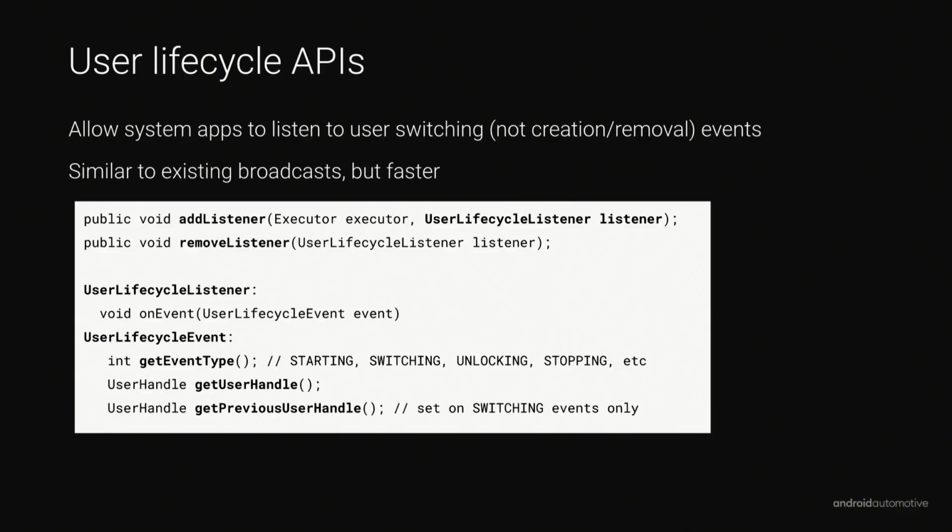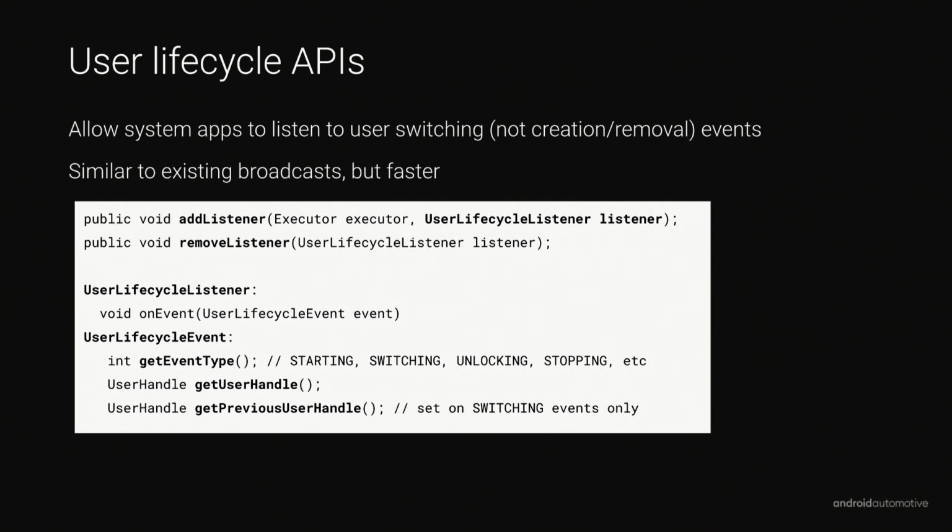So next we have what we call user lifecycle APIs. When a user is started or stopped, there are a lot of lifecycle events that the user goes through. Like the user is first started, then is running locked, then the user is unlocked, running unlocked, etc. The user switched, user stopped. Anyways, there's a bunch of lifecycle events that most of you might be familiar with already, where you can register a broadcast receiver to listen to these events.